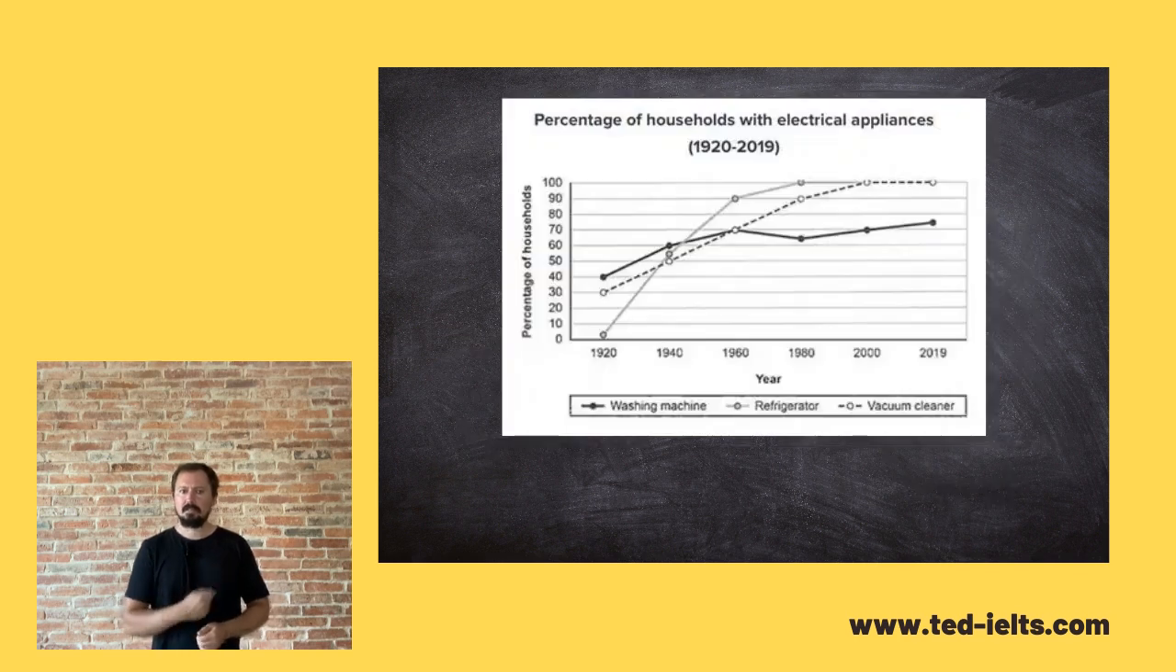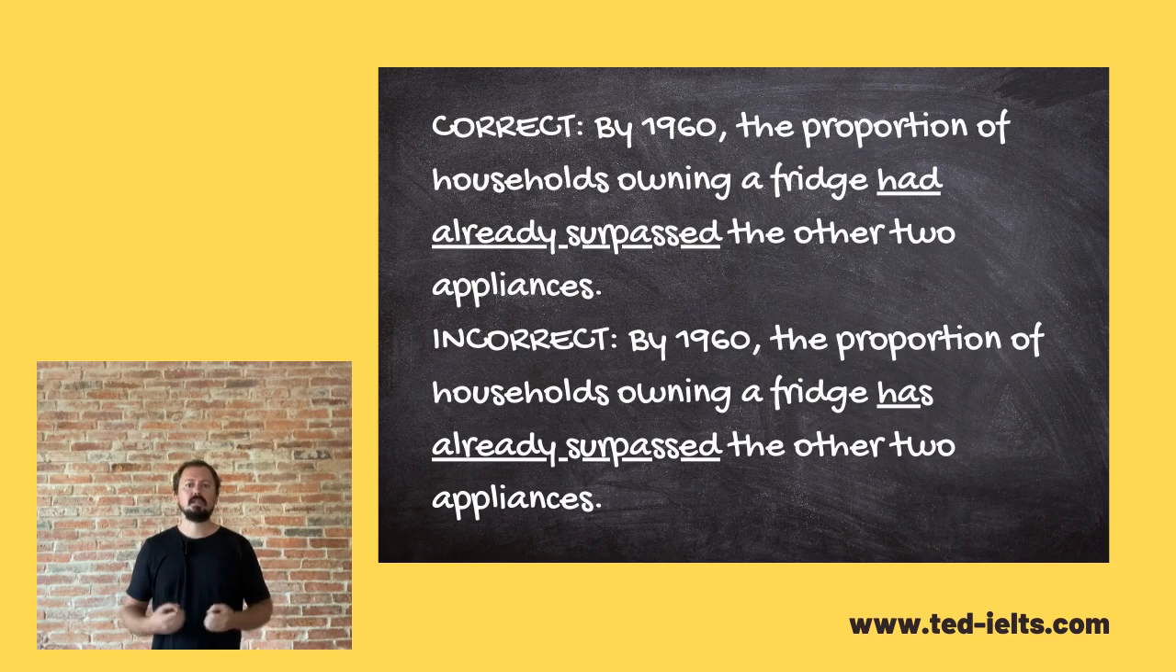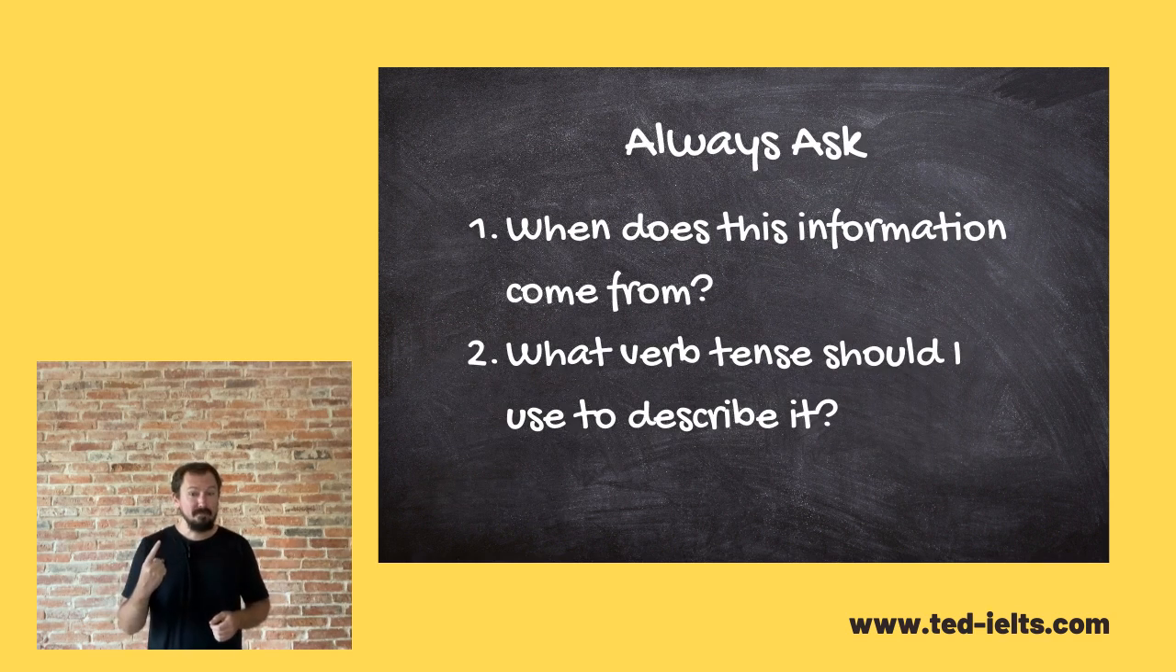Look at this line graph. You can see that all the data comes from the past because the latest data point is 2019. Thus, it would be totally inappropriate to use the present perfect. In short, you really need to think, 1, when does the information come from? And 2, what verb tense should I use to describe it? If the data leads up to the present, you will probably need to use the present perfect. If you're looking into the past from another point in the past, you'll probably need the past perfect.